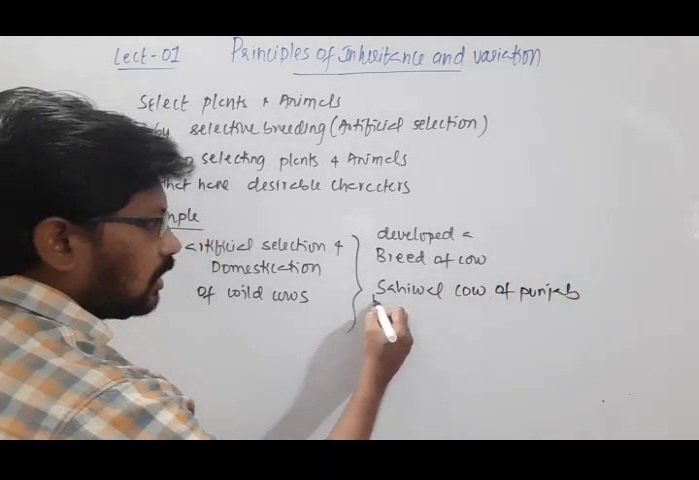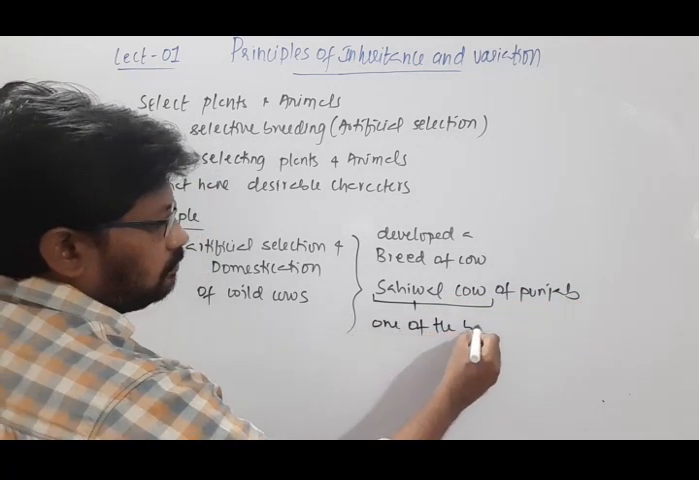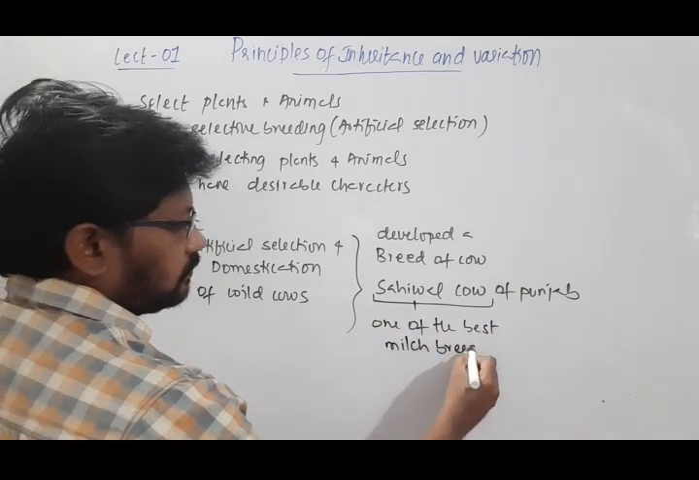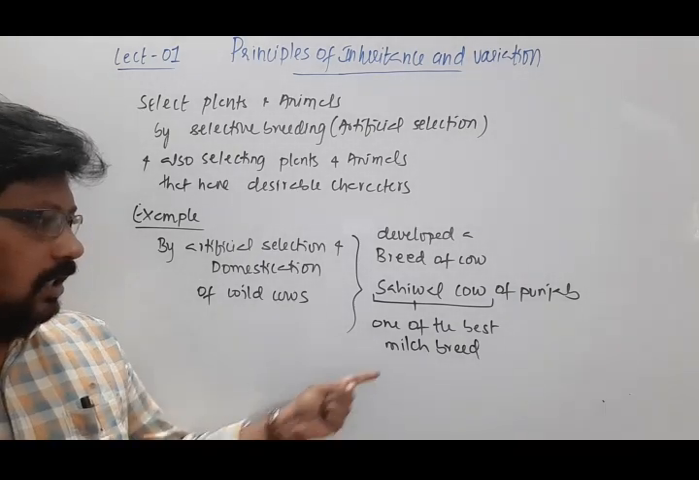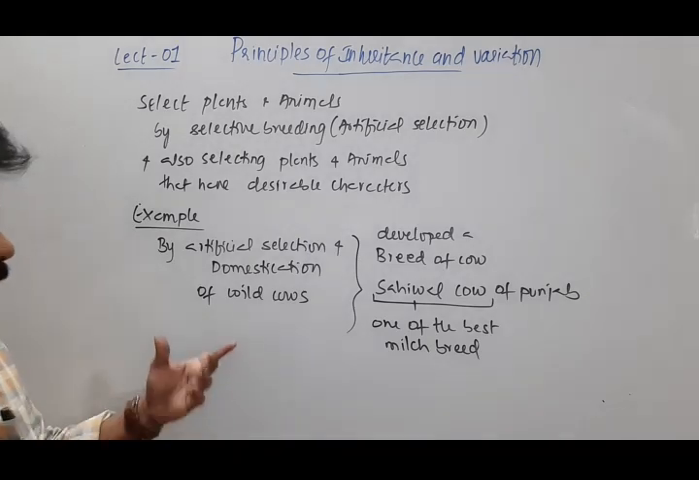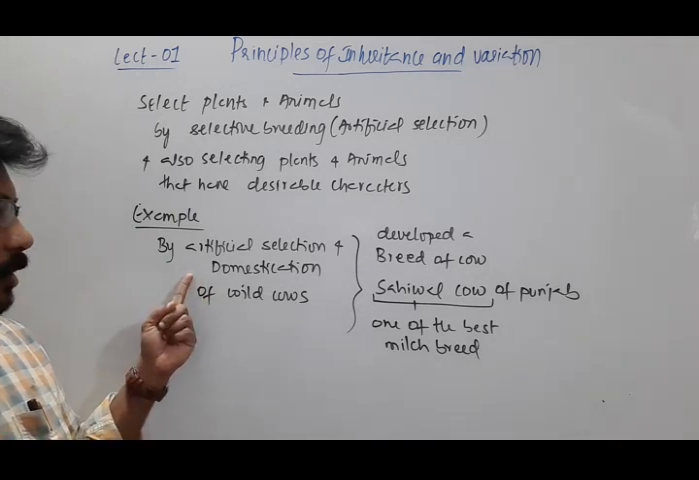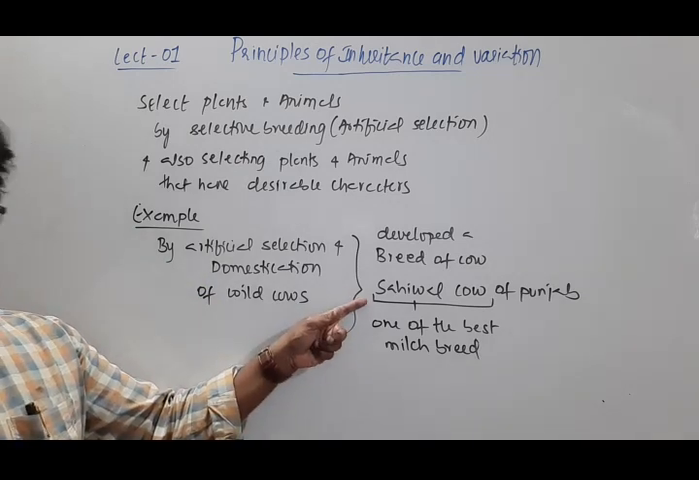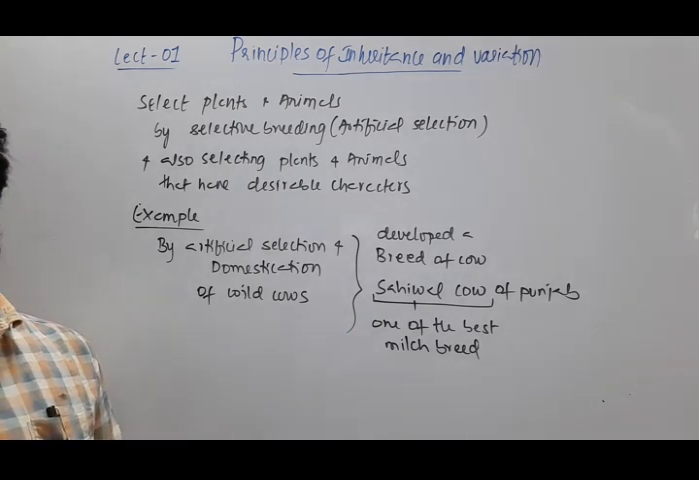So this Sahiwal cow is one of the best milch breeds. I hope you already know the milch breeds are very good milk yielders. So in course of time, by artificial selection and domestication of these wild cows, we have the Sahiwal cow now, and that is one of the best milch breeds in India.